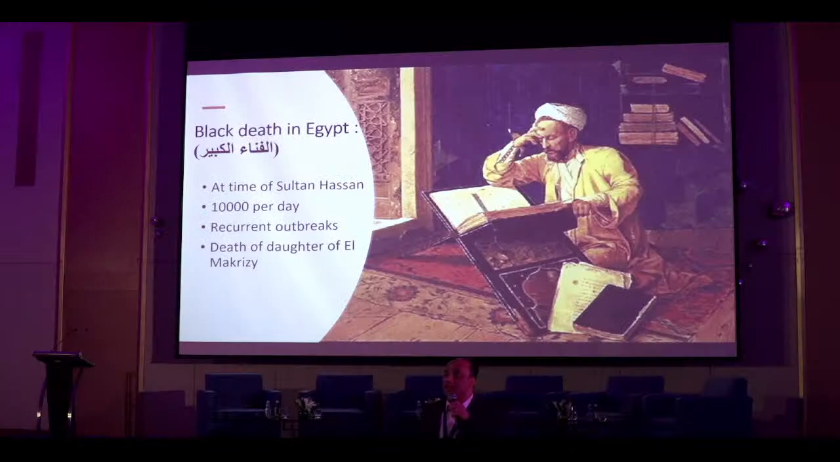Infection of all big cities in the ancient world happened, and in Egypt there were lots of deaths. According to Al-Makrizi, the historian of that time, the Egyptian population was 6 million, and after the Black Death, 4 million died and 2 million remained, which means the Egyptian population decreased by 60% at the time of the Black Death. At that time, there is a popular proverb in Egypt.